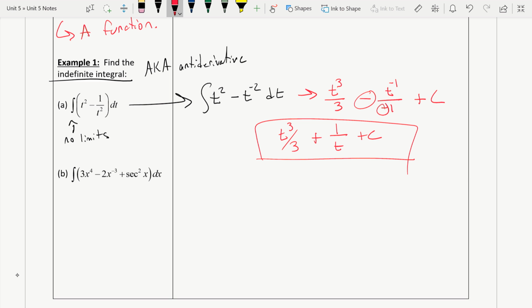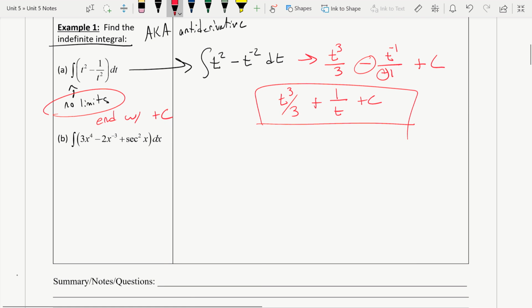You will always, always, always have to end in a plus c if you are evaluating an indefinite integral. In other words, if there are no limits, you're going to end with plus c. If you do not have the plus c, it is wrong. I'm sorry.